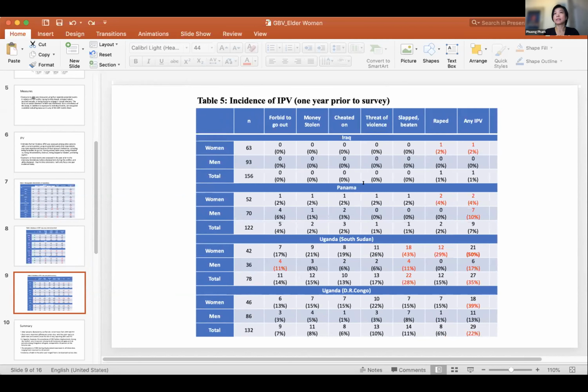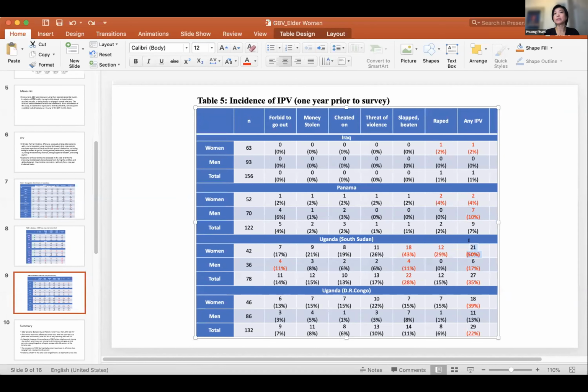However, for Iraq, as with GBV. However, if you look at Panama, you start to see an increase, and you will see that here, men, 10% of the men in the Panama study reported that they had any one of these events that we capture for IPV. In Uganda, in both of the populations, the percentage is really high, especially among women.